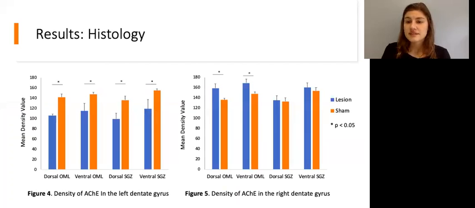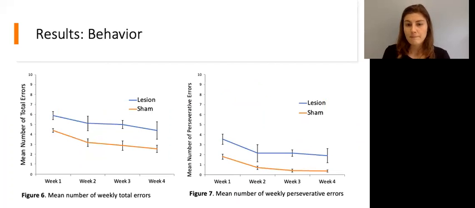Overall, we found that there was significantly lower density of acetylcholinesterase in the left dentate gyrus of lesion cases, marking a significant loss of input from the septodentate pathway, and a greater density of acetylcholinesterase in the outer molecular layer, but not the supragranular zone, of the right dentate gyrus of the lesion cases, marking a loss of input from the entorhinal cortex and a sprouting response in the septodentate pathway.